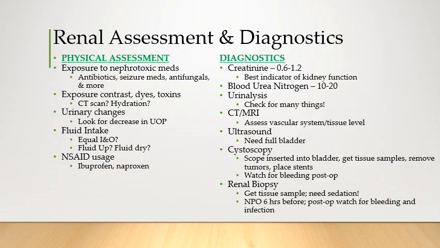But a renal biopsy is kidney tissue. So for a cystoscopy, you cannot get kidney tissue. You have to do a renal biopsy. So we're going to be watching the puncture site on the flank. Make sure there's no hematoma forming. Make sure there's no internal bleeding that we have to immediately report to the doctor.